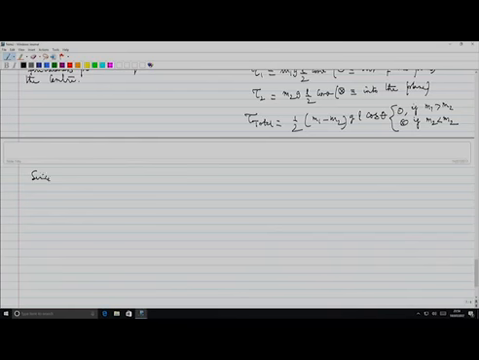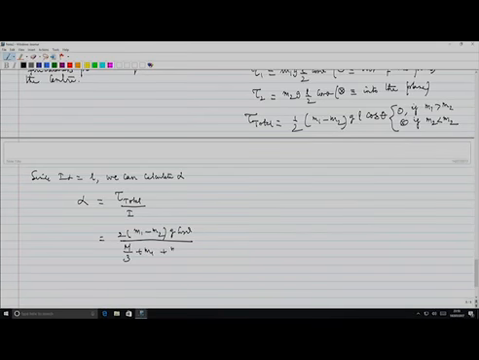Since I alpha is equal to the torque, we can calculate alpha, namely the angular acceleration. So alpha is equal to tau total by I. So you will get 2 times m1 minus m2 into g cos theta divided by M by 3 plus m1 plus m2.